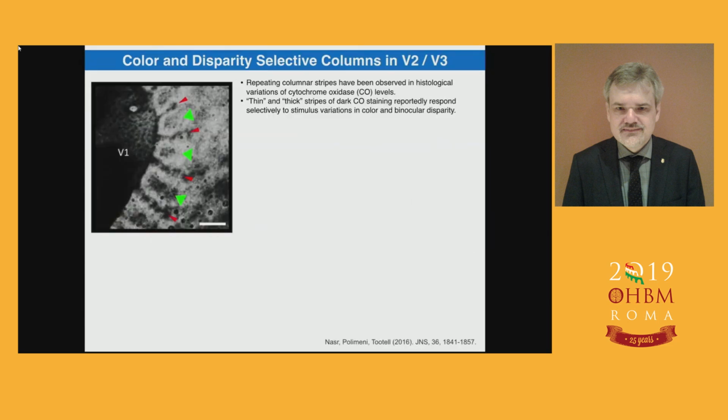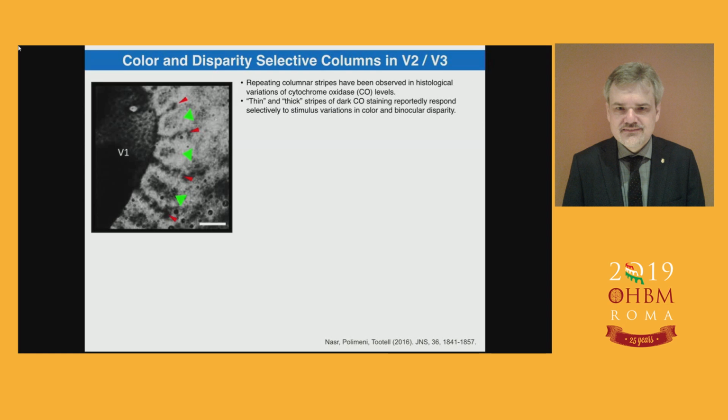So now I want to go back to V2. Actually, the study here by Nasr, Polimeni, and Tootell was a very nice study, which again linked human fMRI to animal research. So they started with the, and actually Amir showed us some of this before, the cytochrome oxidase histological staining. And actually, the thin and the thick stripes have different feature specificity, which has been found.